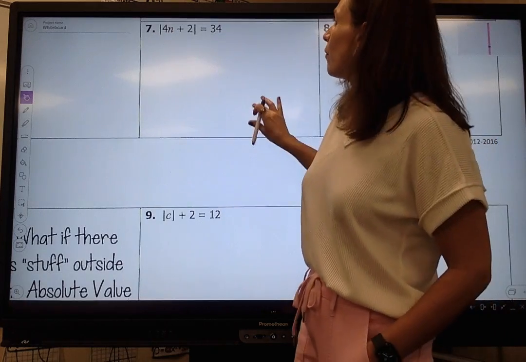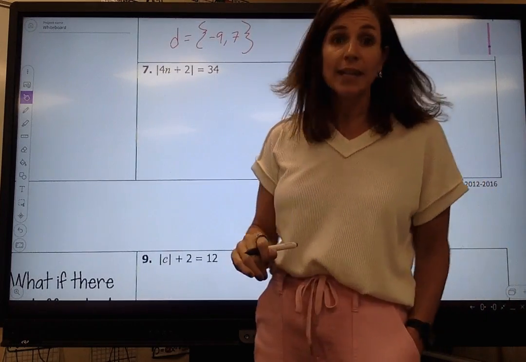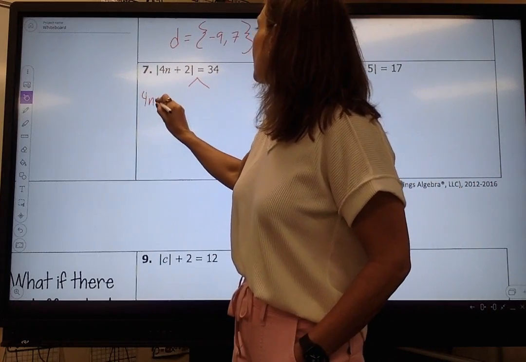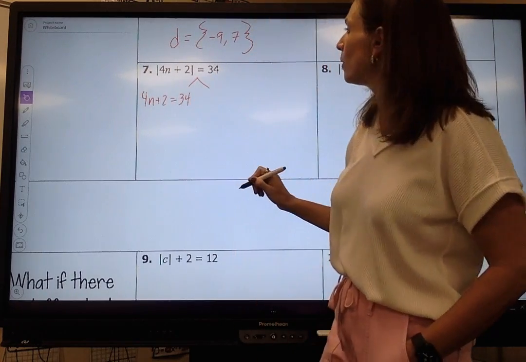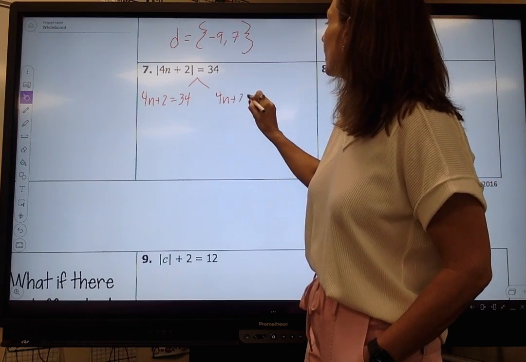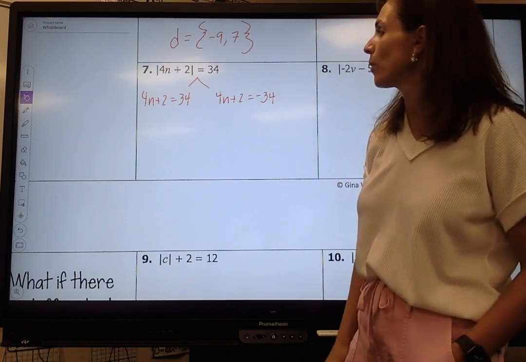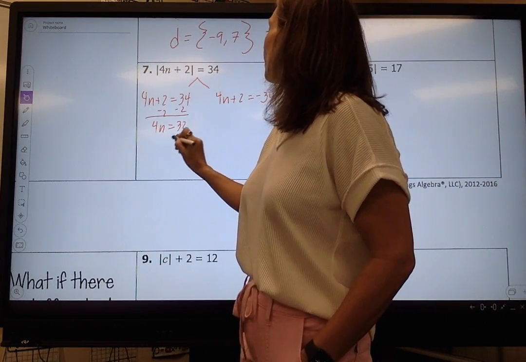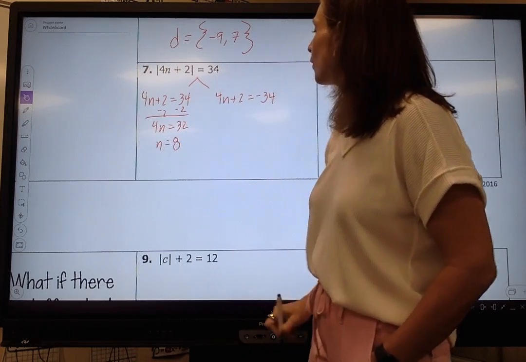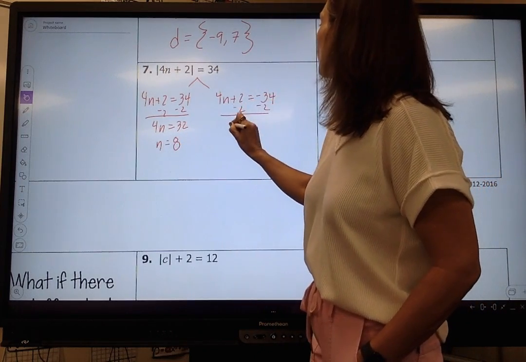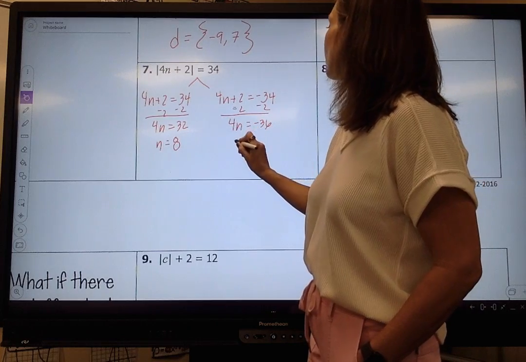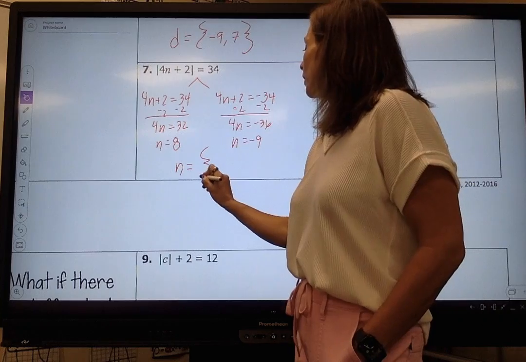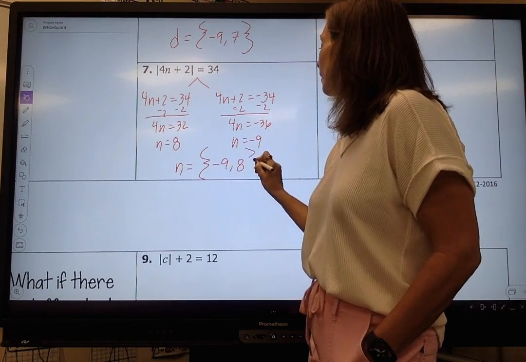Okay. First step is isolate. It's isolated. So once it's isolated, now we branch, and I set the inside equal to the positive value of 34, and then I set the inside equal to the negative value of 34. And I solve. I subtract 2. 4n equals, I divide over here. I subtract 2. 4n equals -36. I divide by 4. N equals -9. And then I put it in brackets, least to greatest.